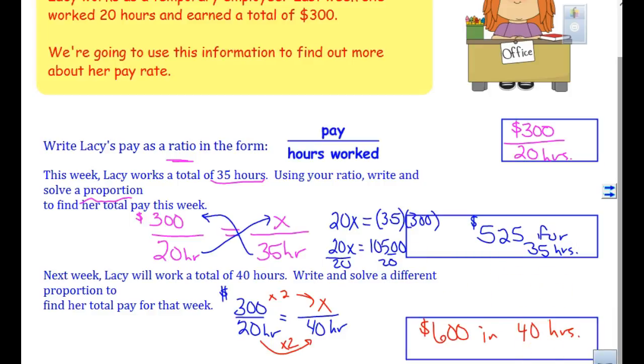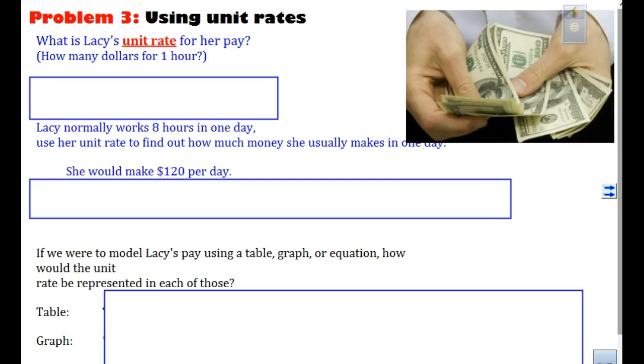And now at the top of that next screen down, we want to take a look at what her unit rate was. So we're going to take our 300, remember that's what it was, and we were working how many hours initially? 20. So please take 300 and divide it by 20. Our unit rate is going to be in dollars per hour, and we're going to say she makes $15 per hour.